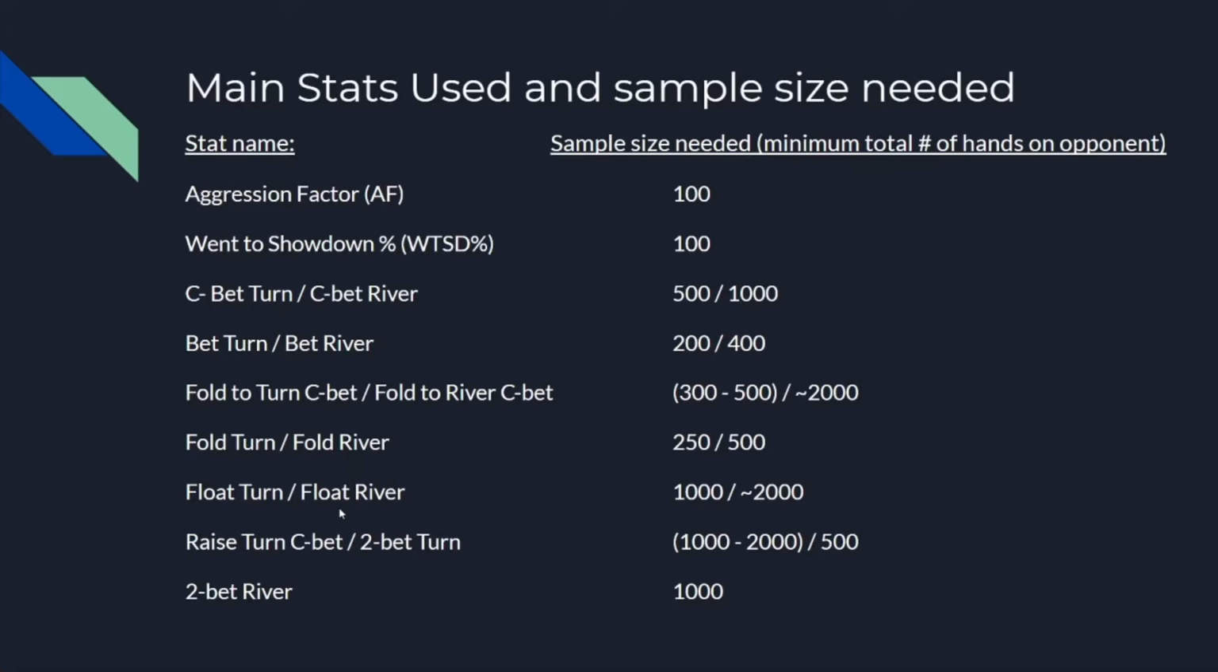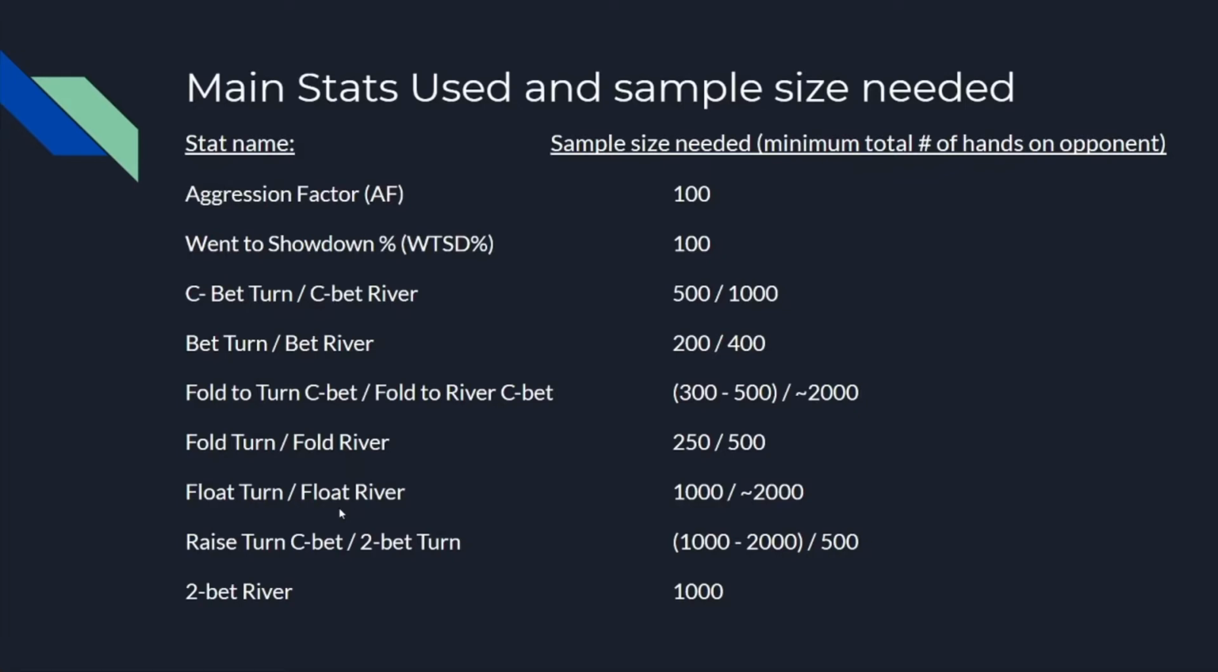The aggression factor is just a representation of how much our opponents bet and raise versus how much they just call. This is especially important for multi-tabling, where you don't really have time to delve deep into the pop-up menu to look up a bunch of different stats. You just kind of have to make a quick decision, and you can just refer to the aggression factor to see if your opponent's more on the aggressive side or on the passive side.